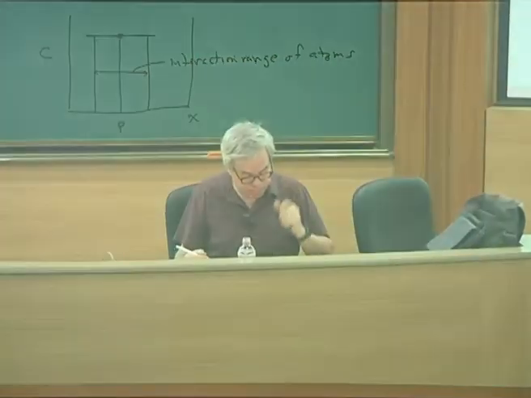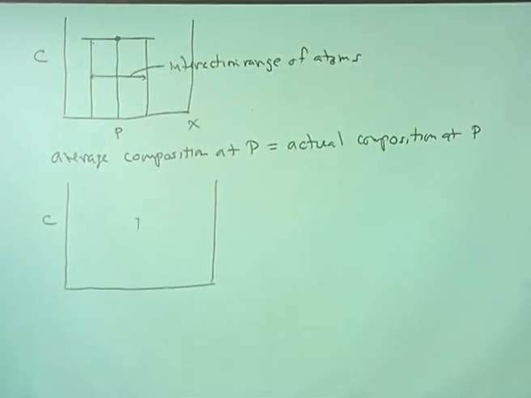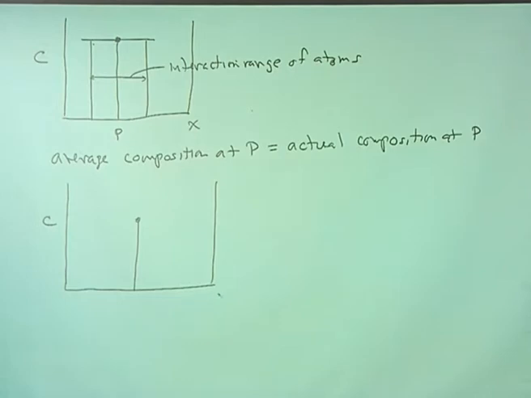Okay. And so if you look at the average composition, in this case, composition at P is equal to the actual composition at P. If you looked at a linear composition profile, exactly linear, so here's your atom sitting at P. This is x. Let's say you had a linear composition profile.